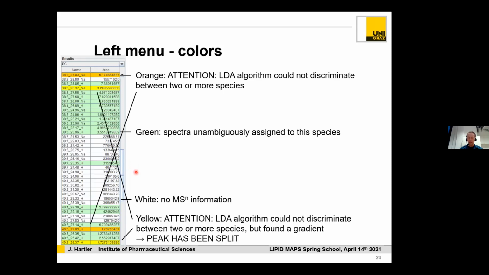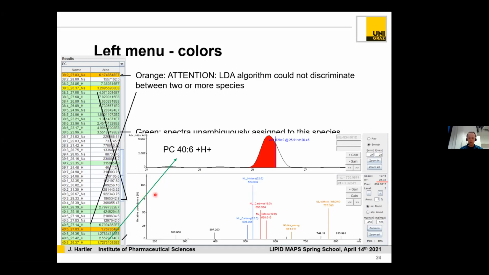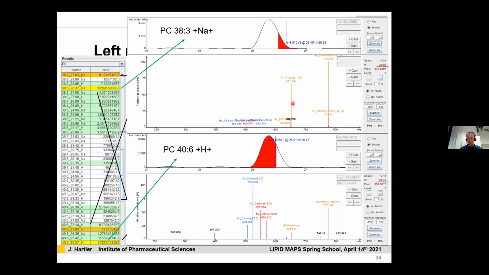And yellow means the same, but here the LDA takes a look at the MS2 spectra, and here it found a gradient in the spectra. That means one part of the peak looks like PC46, the protonated version. This one looks rather like the sodiated version of 38:3. And when we take a look at this spectrum, this is the location of the spectrum at 26:43 minutes, and you see here quite nicely the fragments of the PC. But if you go one spectrum further, you see that these head group fragments are quite high, and these are typical for sodiated PC species.